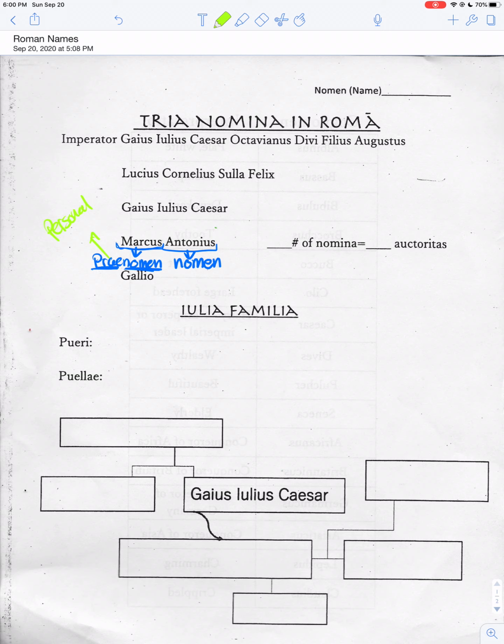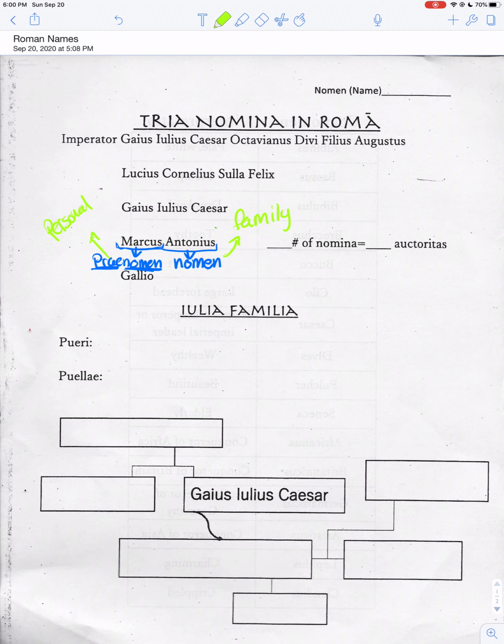Antonius, what would that be? What do you think that would be? And think about our names today. It's really similar. What is our second name? Does anyone else have it? Who has it, if they do? It's going to be your family name. So, Marcus Antonius, his personal name Marcus, and then his family name, or his nomen, is Antonius.